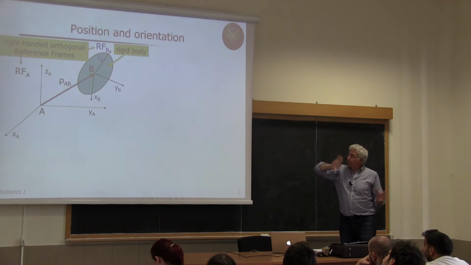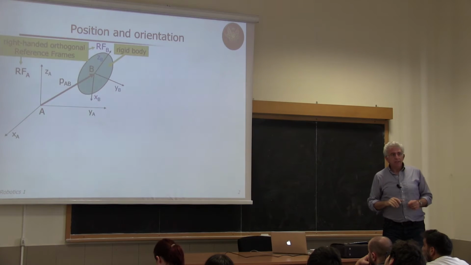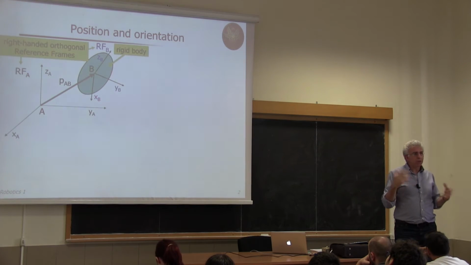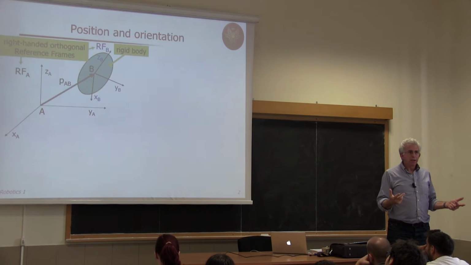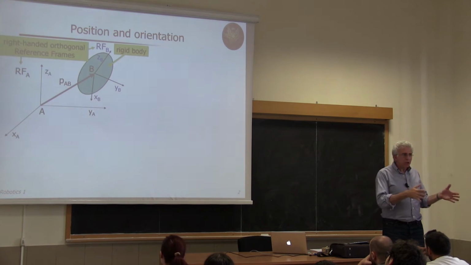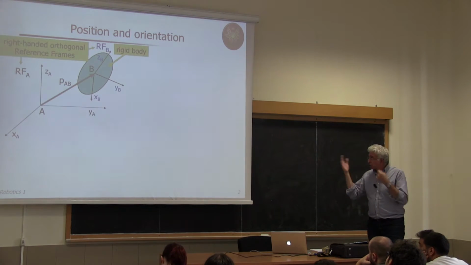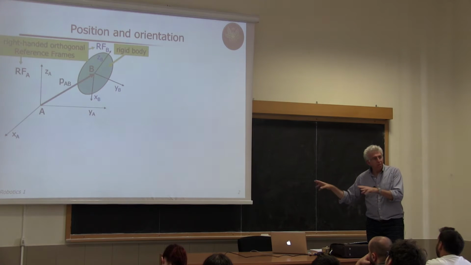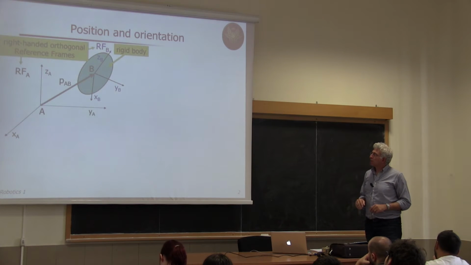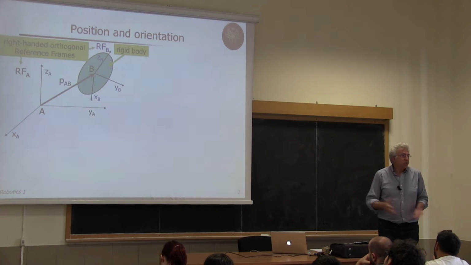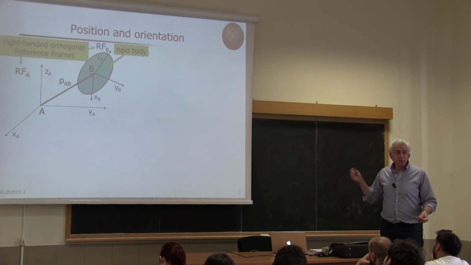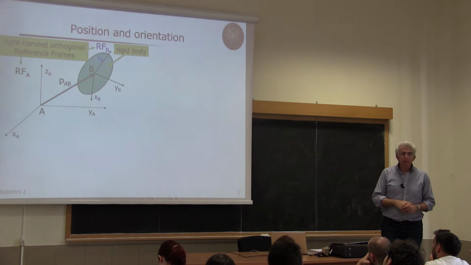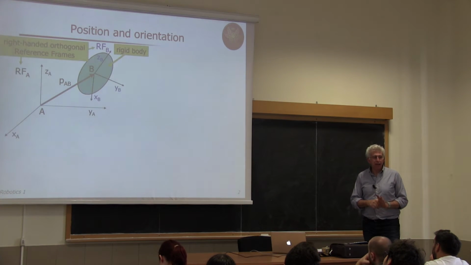Then if you remove the green body, it's a matter of describing the relative position and orientation of frame B with respect to frame A. So let's talk separately about position and orientation. To characterize the position of frame B, namely of the body that we are interested in, we just characterize the position of its origin. Why not? Okay. How do we characterize this? Well, with a vector PAB, which says where point B is placed with respect to frame A.